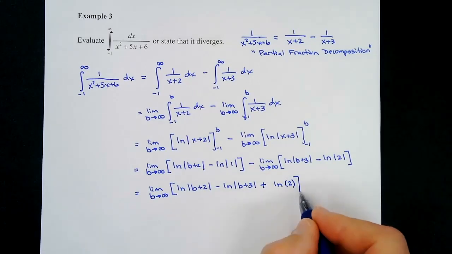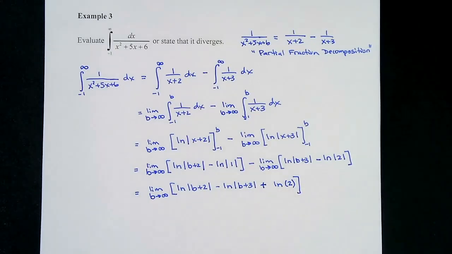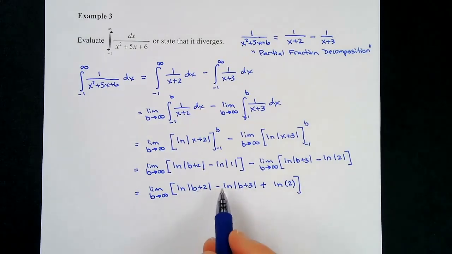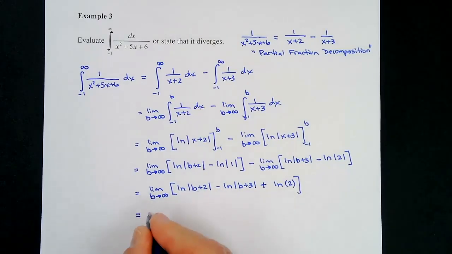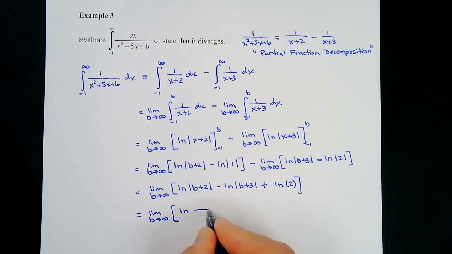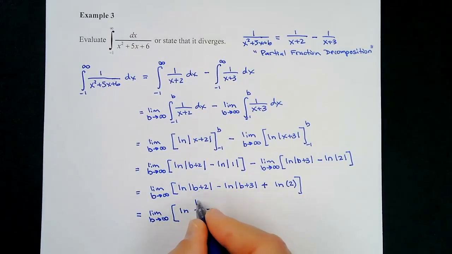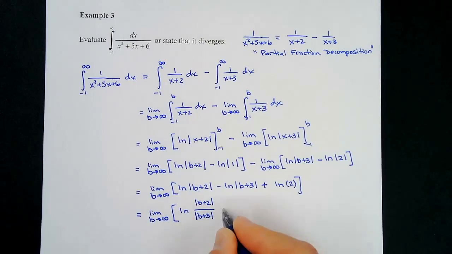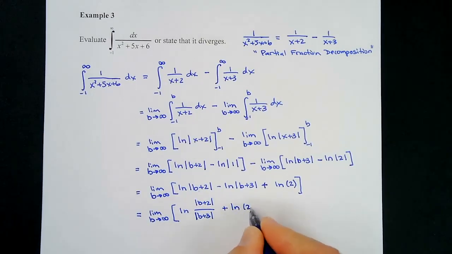And we're going to evaluate that as b goes to infinity. Now, how do you evaluate this? We have to use some logarithm properties. A logarithm property says that if you take the log of something minus the log of something else, you can write that as a quotient. So this becomes the limit as b approaches infinity of the natural log of the absolute value of b plus 2 over the absolute value of b plus 3, and then plus ln of 2.